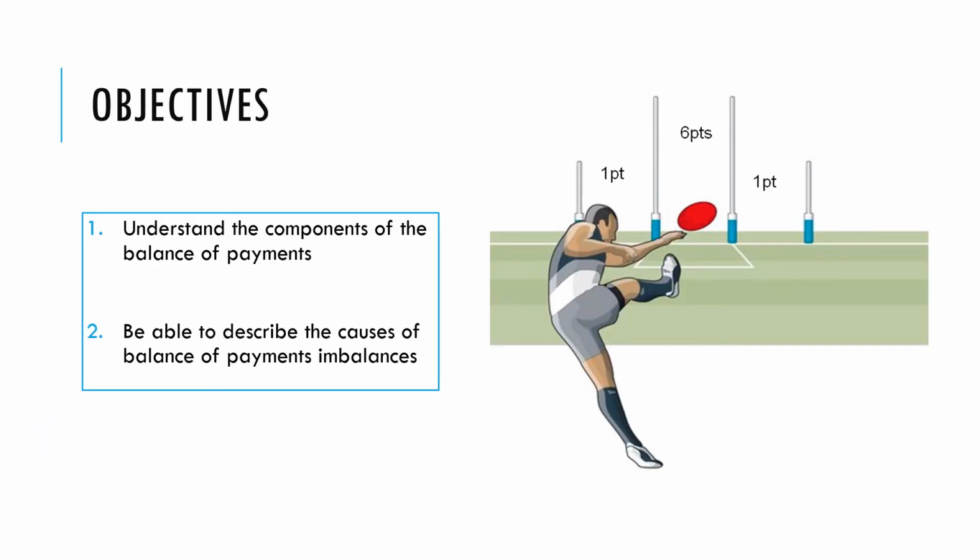So in this video we've looked at the components of the balance of payments and then described some of the causes of imbalances of current account surplus and deficits, and also financial account surpluses and deficits, alongside some examples.